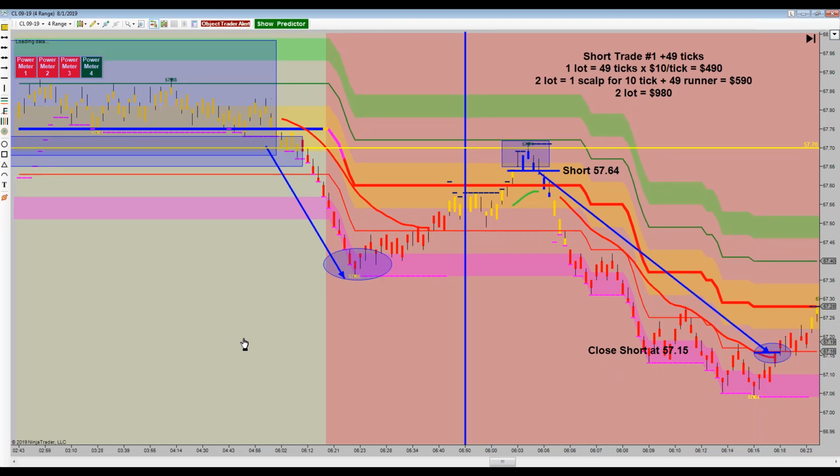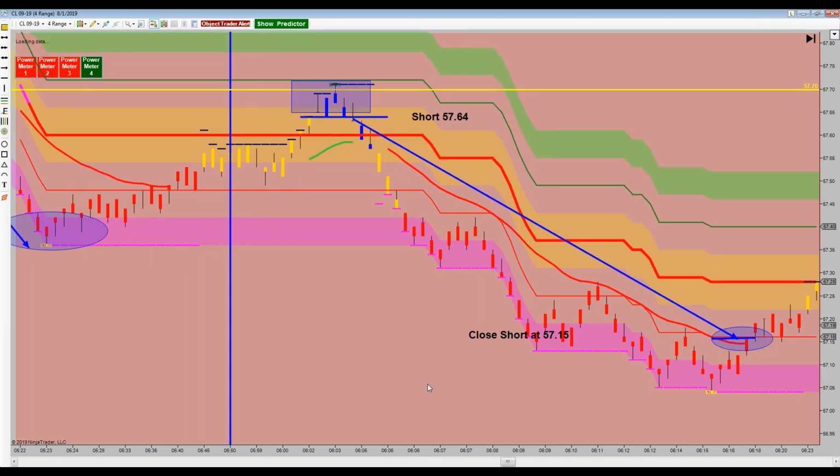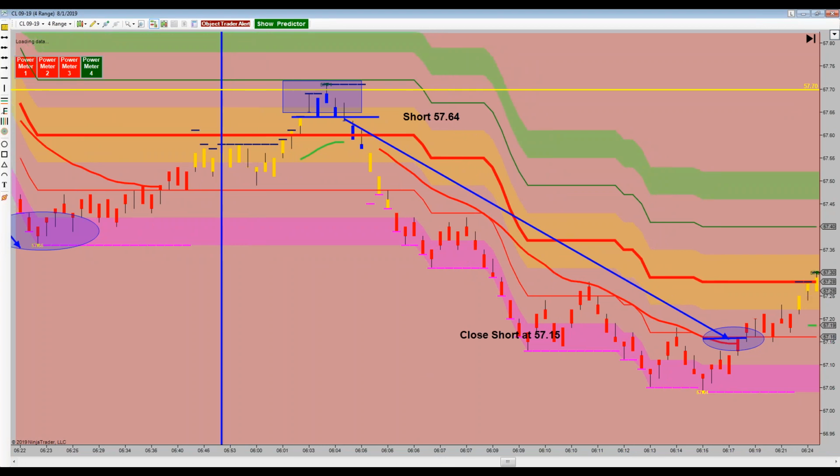6:20. 6:23. 6:24. Looking for shorts, looking for shorts. 6:24 a.m. Pacific. 24 minutes into the trading session, you're looking for shorts. You're typing in an S when you see one.